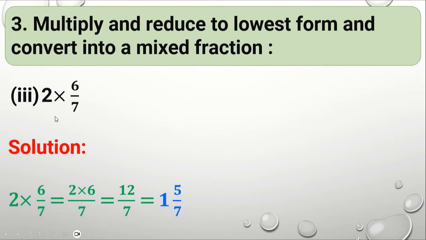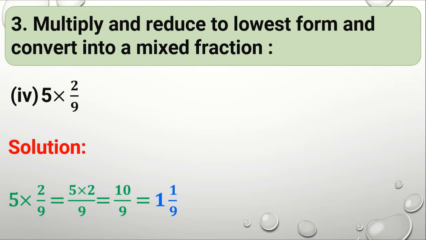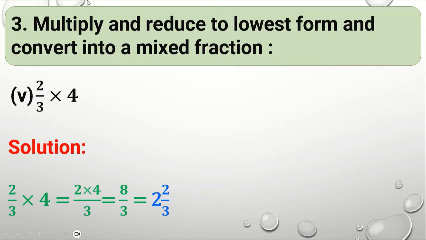Next, 2 and 6 by 7. So 2 into 6 upon 7. 2 into 6 is 12 upon 7. Mixed fraction is 1 and 5 by 7. Next, 5 multiplied by 2 upon 9. So 5 into 2 upon 9 equals 10 upon 9. So the mixed fraction is 1 and 1 by 9. Next, 2 upon 3 into 4. So 2 upon 3 into 4 equals 2 multiplied by 4 upon 3. So 8 upon 3 equals 2 and 2 by 3.